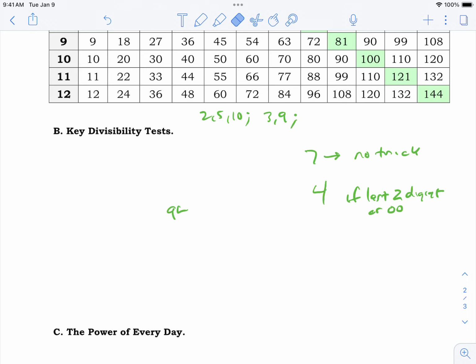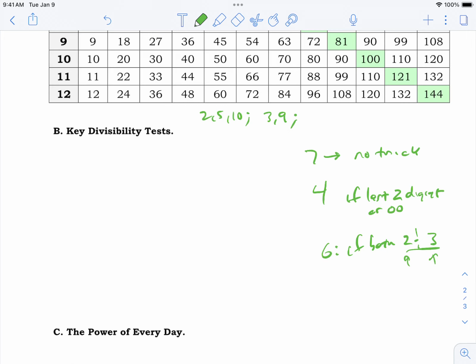Let's see. So that's 2, 3, 4, 5. Oh, yeah, 6. There's another trick for 6, or slight trick for 6. If both 2 and 3 worked, then you know 6 is going to work. 2 times 3 is 6, right? So if 2 and 3 both work, so if it's an even number and you add them up and it's divisible by 3, if both of those are true, it's divisible by 6.